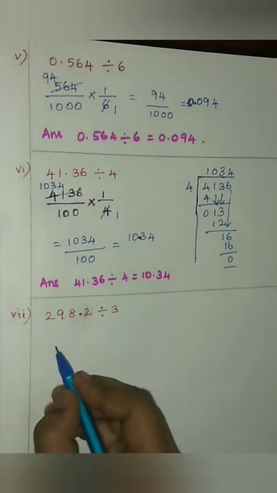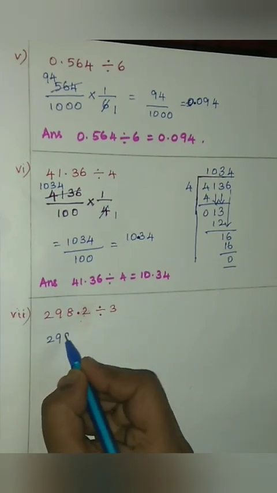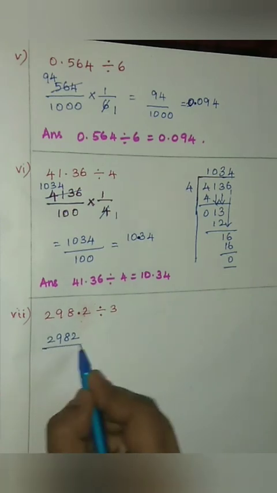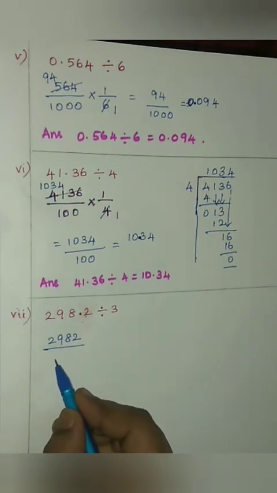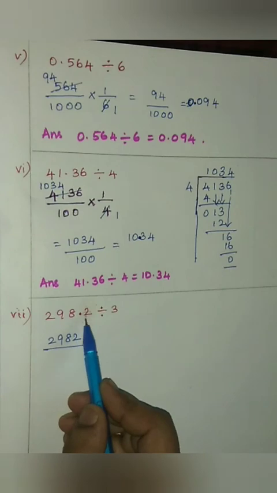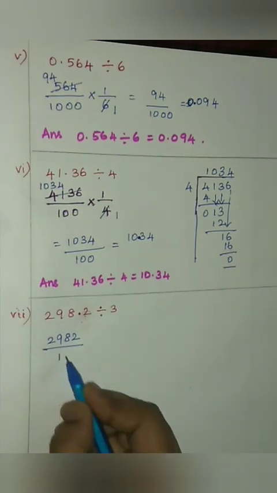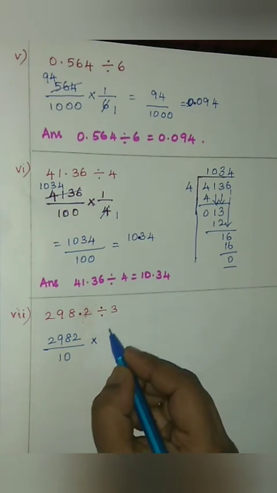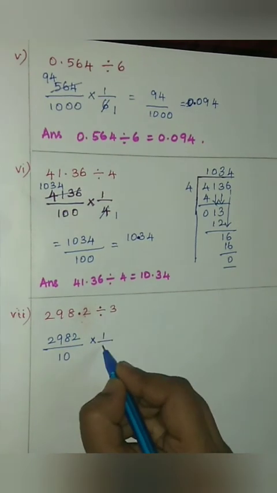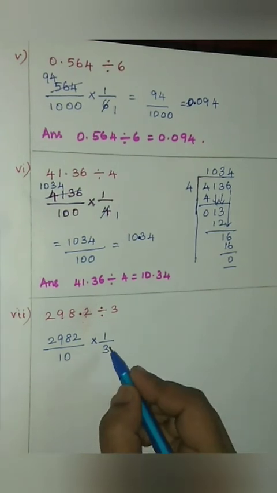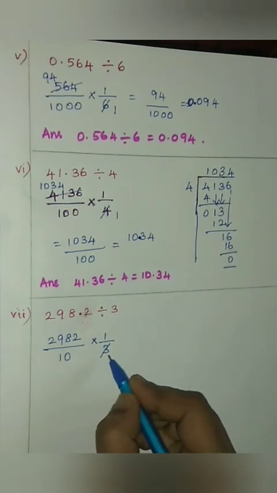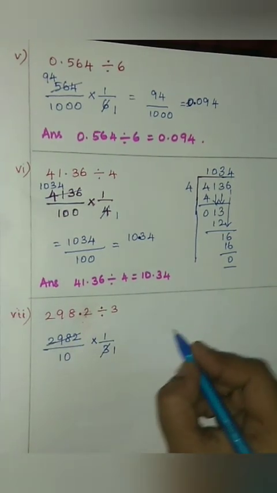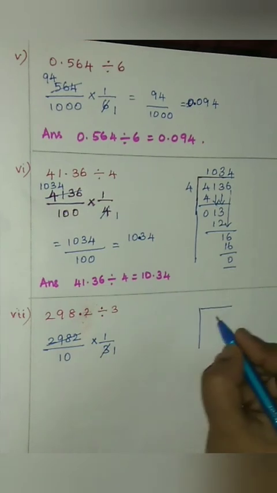So write the first number without the decimal point. Since we are going to represent this as a fraction, in the denominator place, what do we have to write? Here we have only one decimal place, so write 10. Now change the sign, division to multiplication, and write the reciprocal of the next number 3. That is 1 by 3. Now using the 3 table, cancel 3 and 2982. Divide and see in the rough column.